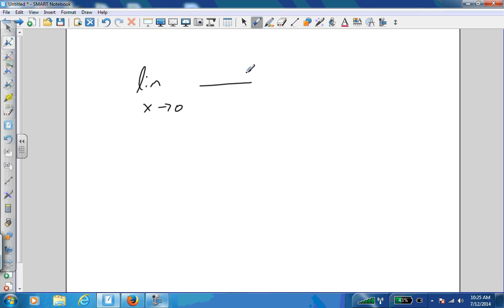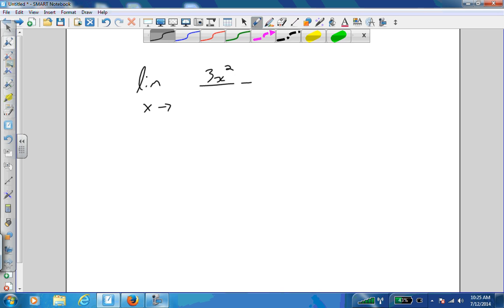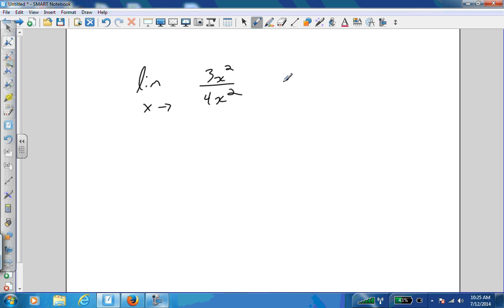We take the limit as, let's just do this one. Technically, we could reduce this, but I just want to illustrate the point. We know that the limit here, hopefully we know, is 3/4. If we were to reduce that, we would get 3/4.